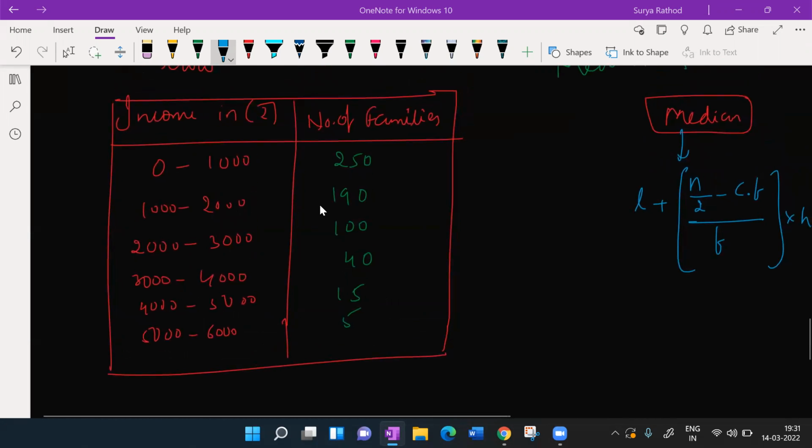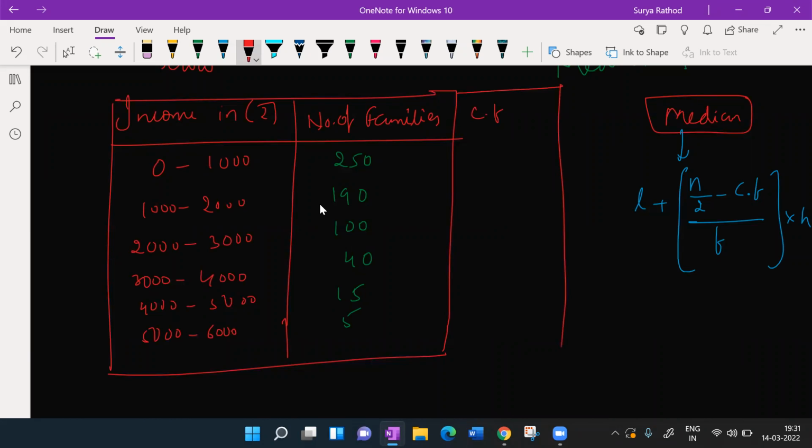Look at this, very simple, beta. First of all, we need to find the cumulative frequency. 250 plus 190, how much? 440. 440 plus 100 is 540, 580, 595, 600. Now the sum of all fi is 600, so n by 2 is 300.